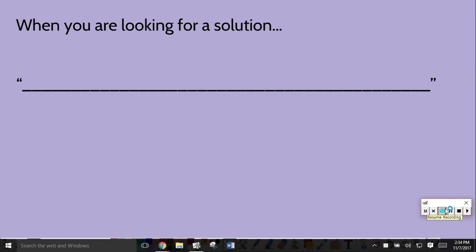I want you to fill in the blank. When you're looking for a solution, silently think about it in your head. When you're looking for a solution, it has something to do with equations. What are we going to do with the equations? When you're looking for a solution, what do you do?